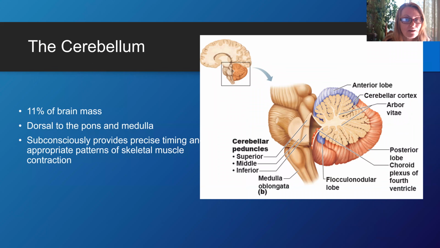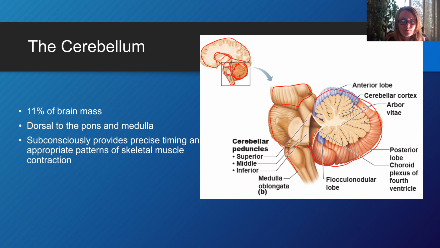Now we're moving to the cerebellum, right? That's the last part of the brain that we're discussing. We already covered the cerebrum right here, then we had our diencephalon, then we have the midbrain, pons, medulla, brainstem, and now we are in the cerebellum. So it is 11% of brain mass, and it's dorsal to the pons and medulla. You can see here nicely, here's our pons, right? That's the medulla, and that's the midbrain over here.